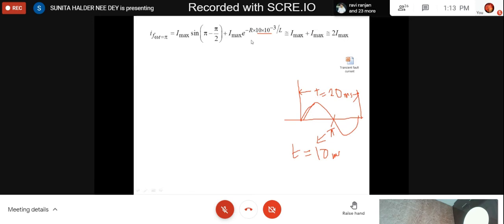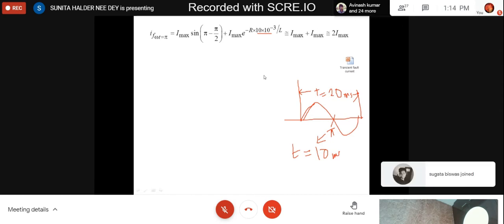transient component will decay from plus Imax depends on the decaying rate of that current. That depends on the time constant of that circuit, that is L by R. Anyway, at t equal to 10 millisecond, this decay will not be so big. So decay will be very less. Current will decrease from Imax, but not to a very low value. It may be 0.85, it may be 0.95, depending on the L by R ratio. So approximately it will be near to Imax.